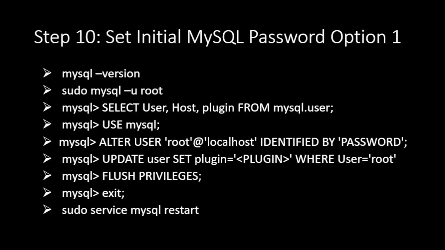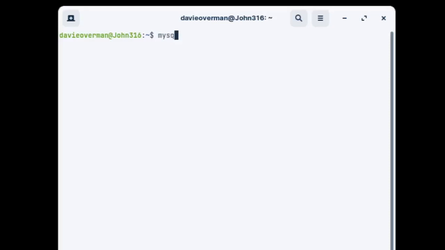Then, to make sure everything matches or everything's good to go, you're going to type update user set plugin to the piece of information you found earlier. Set plugin equal to 'plugin mechanism' where user equals 'username', which in this case is you. You're going to type flush privileges. You're going to type exit, and you're going to type sudo service mysql restart to restart the service. And here's the screen recording of those steps in action.